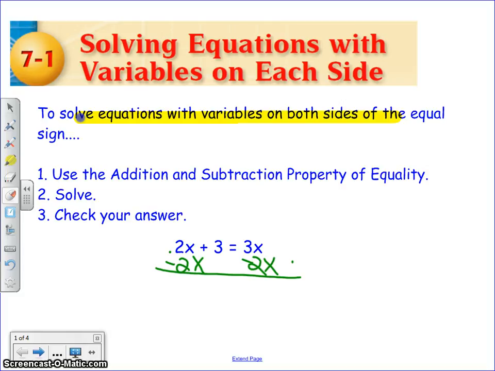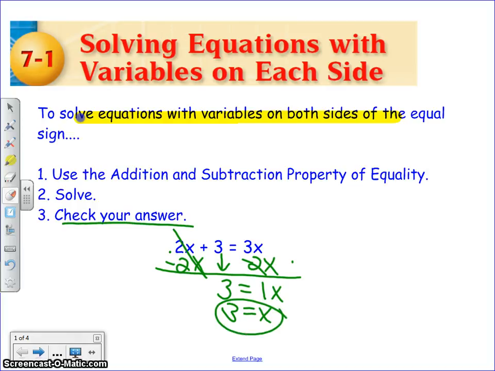So 2x minus 2x is 0. And the only thing we have left to bring on down on this side is 3. And 3x minus 2x is 1x. So what does x equal? x equals 3. So we've solved the equation. Now we should probably check our answer. How do you check your answer?